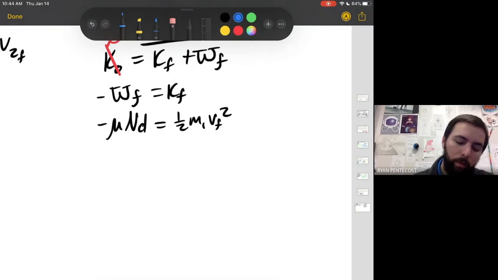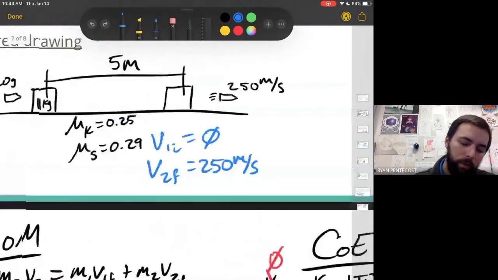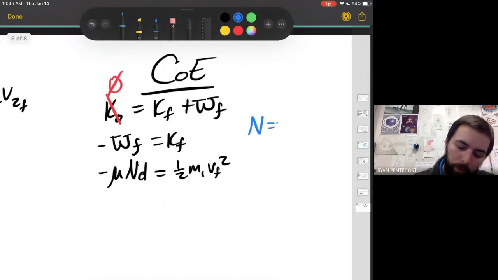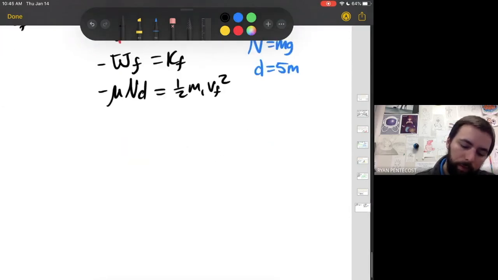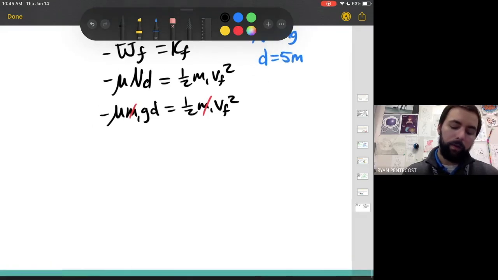Let's see, our normal force, we are sitting on a flat surface. Okay, so normal will equal mg. The distance was given to us at 5 meters, so we have all of that. So you've got negative mu m1 g times d equals 1/2 m1 vf squared, right? The m1s can go away. So to find vf, you multiply it by 2 and get a square root.